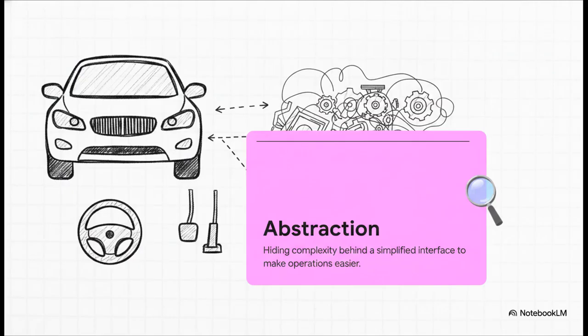Next up is abstraction. This is where we hide the sheer complexity of an operation behind a super simplified interface. Think about driving a car. When you're out on the road, you are operating a highly complex machine, right? You've got fuel injection, transmission gears, intricate braking systems, but the car hides all those internal mechanics by giving you just a steering wheel, an accelerator, and a brake pedal. Abstraction literally hides the complex code to make operations way easier for the end user.